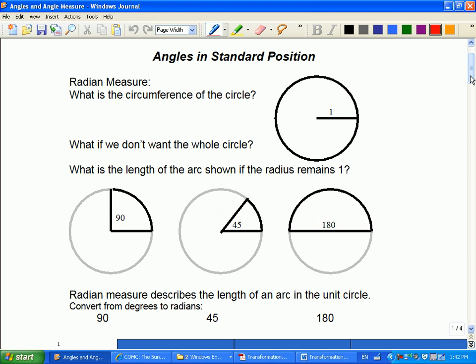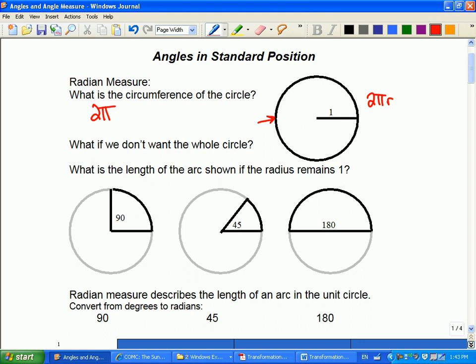But radians are actually based on some real measurements, some real quantities. So it's pretty simple. Let's take a look here. What's the circumference of this circle here? Do you guys remember how to do circumference? Okay, good. 2 pi r. So what do you get for the circumference of this circle? Oh, good.